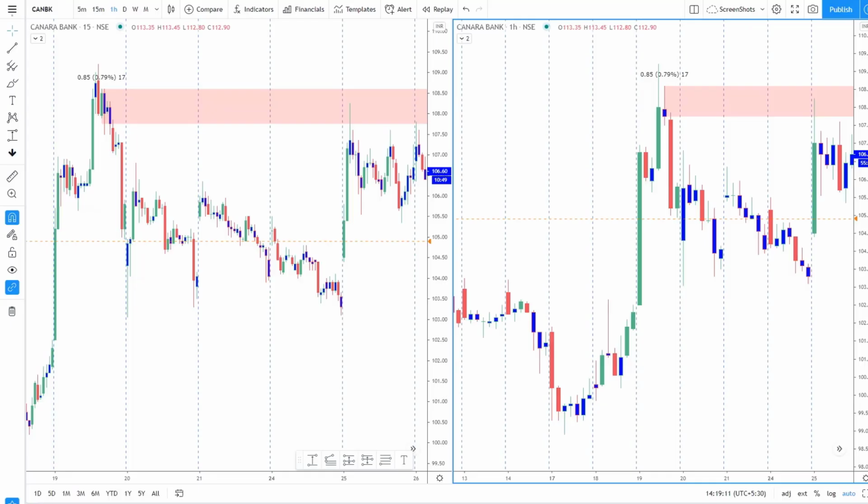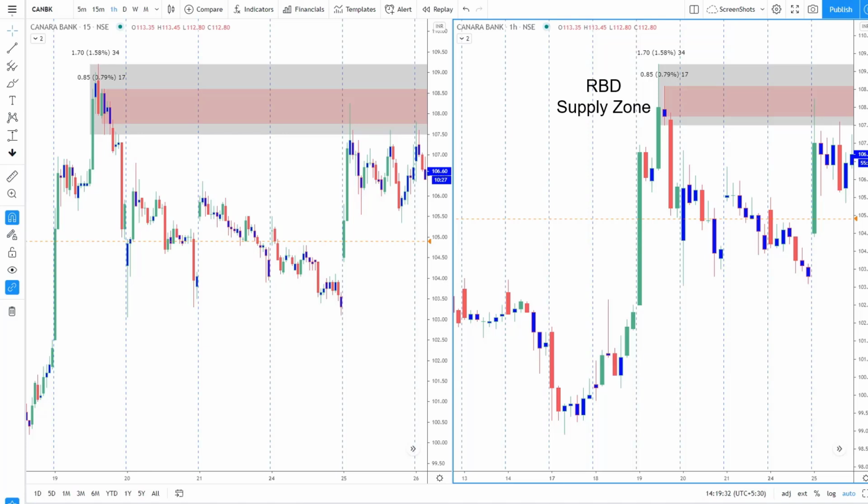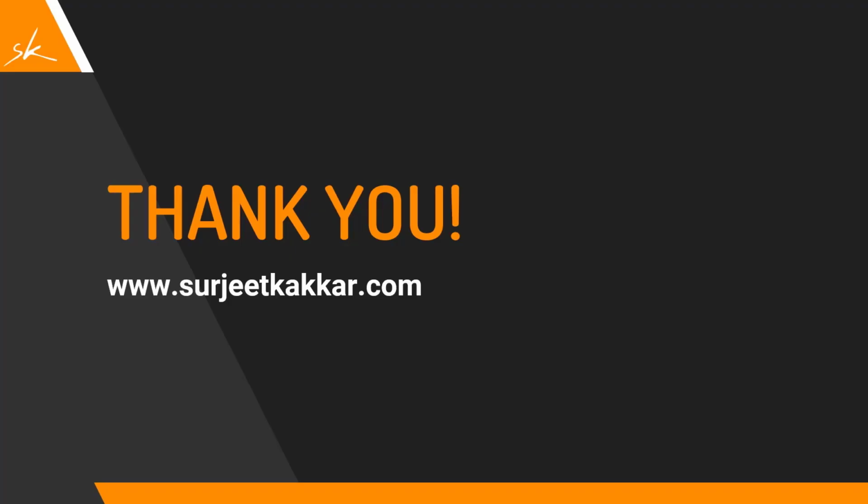On the left, we can see a rally base drop supply zone on the lower time frame. On the right, we can see a rally base drop supply zone on the intermediate time frame. The lower time frame zone is inside of the intermediate time frame zone, therefore it will be called as a case of coinciding level.